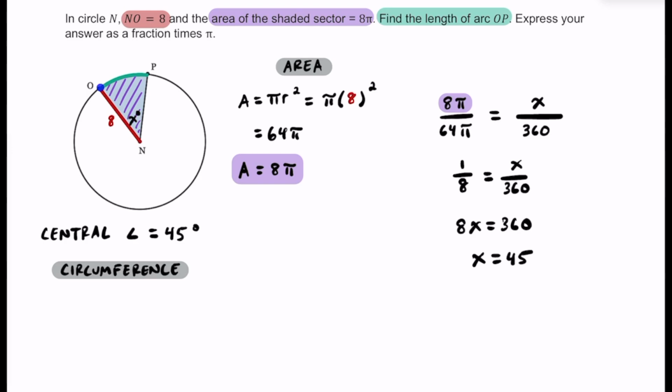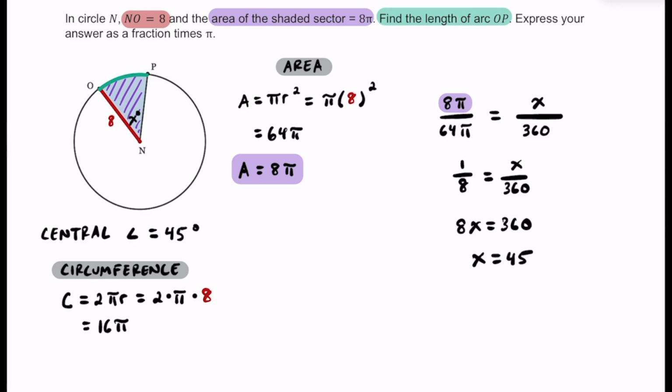So remember, arc length is really just part of the circumference, so we're going to deal with the circumference idea here. Let's see what we know here. Well, we do know that the circumference of this entire circle would be 2 times pi times the radius, and we do know that the radius is going to be 8, so this would be 2 multiplied by pi multiplied by 8. So the entire circumference here we know is going to be 16 pi. That's all the way around the circle.